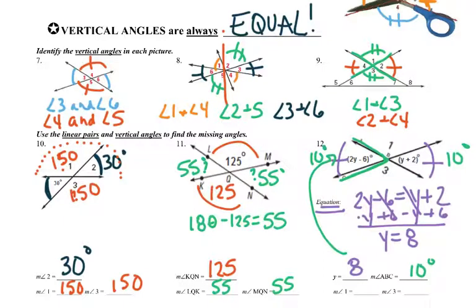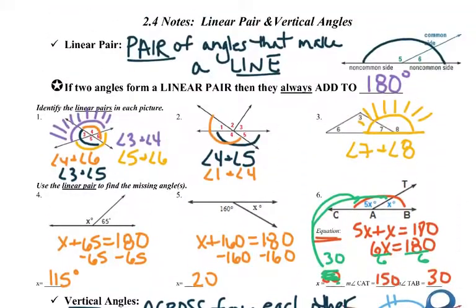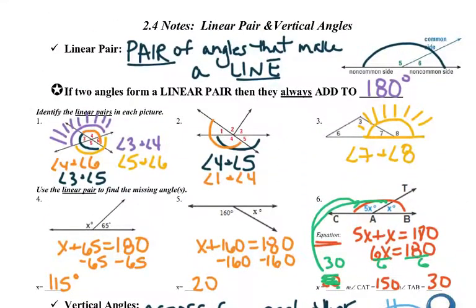And how would I find angles 1 and 3? You're right, 180 minus 10. So 170 for each of those. 170, 170. Perfect. So vertical angles are across from each other, always equal. Linear pairs are next to each other, make a straight line, and always add to 180.